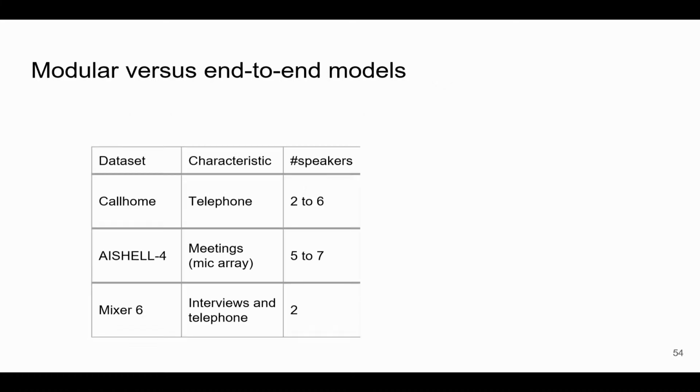So just to get to a comparison between the modular and the end-to-end systems, this is with some of the models that we talked about before. I will be showing results here with 3 different datasets with different characteristics. I mentioned CALLHOME, which are telephone recordings, the results that we were seeing before. So 2 to 6 speakers per conversation. There is AISHELL-4, which are meetings. This is a microphone array, so it's kind of far field recordings. And here you have more speakers, 5 to 7. And there's Mixer 6, which contains interviews and telephone, but it's always 2 speakers.